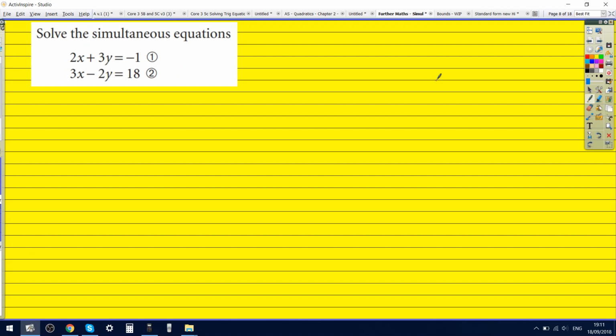How about this one? Okay, so 2x plus 3y is minus 1, 3x minus 2y is 18.